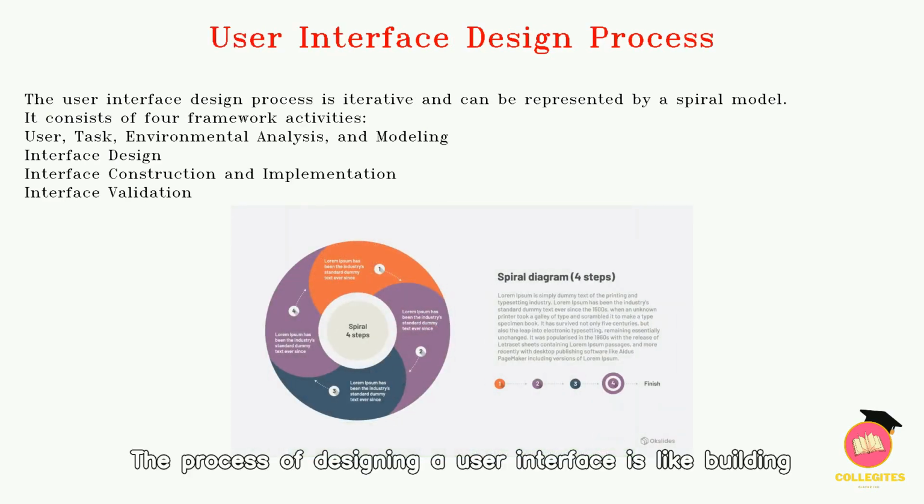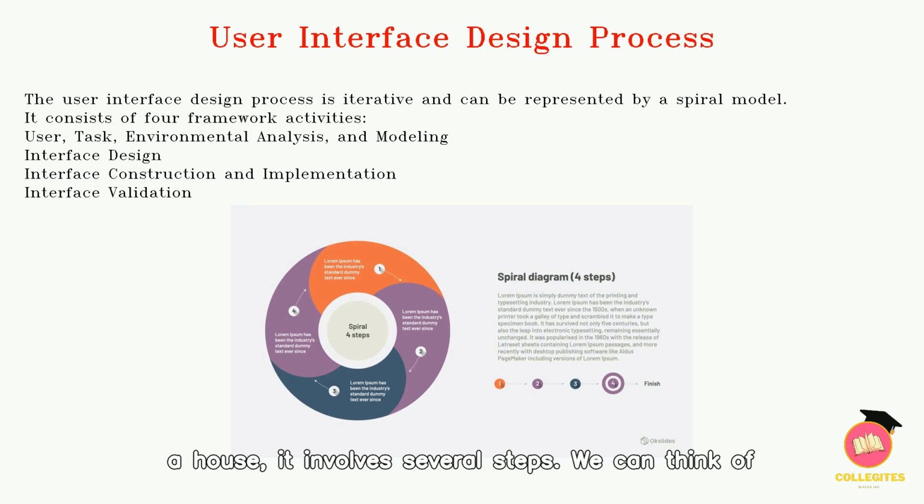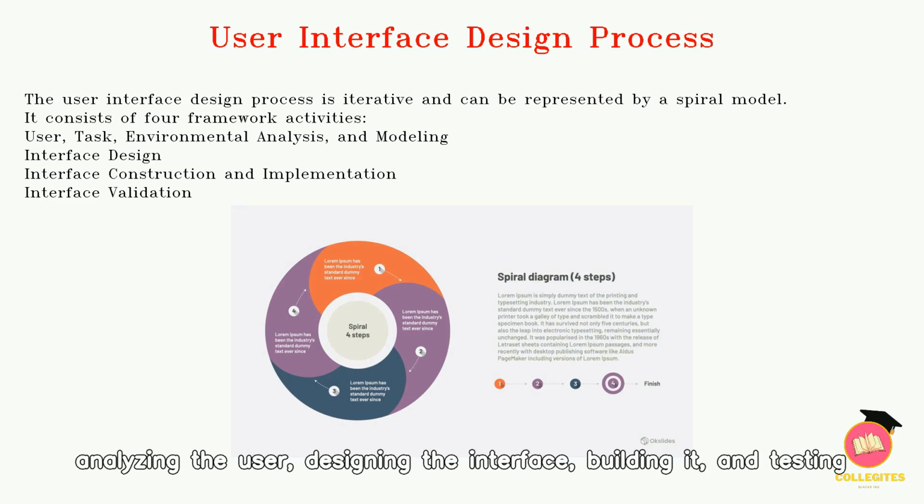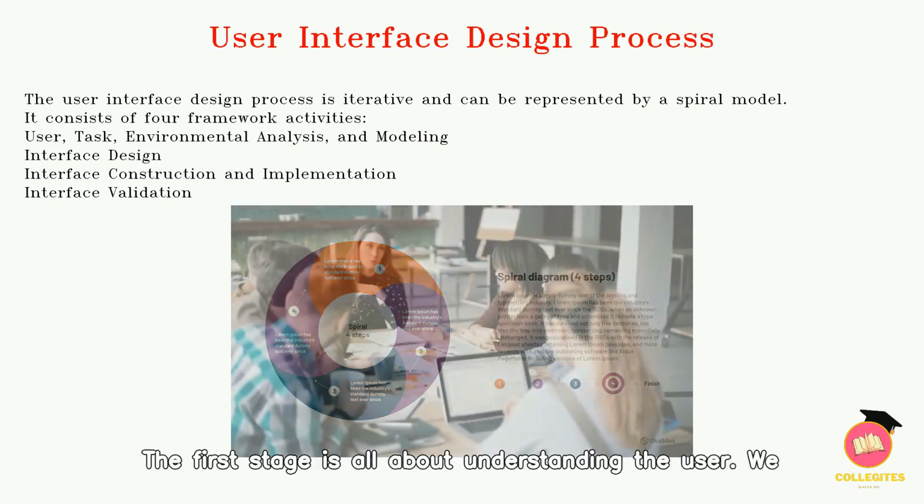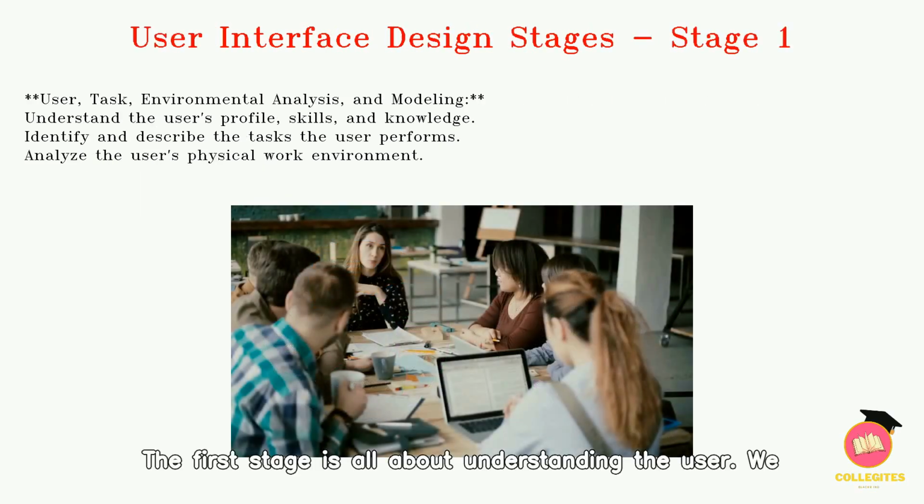The process of designing a user interface is like building a house. It involves several steps. We can think of it as a spiral, where we go through each step and then come back to refine it. These steps are analyzing the user, designing the interface, building it, and testing it. The first stage is all about understanding the user.